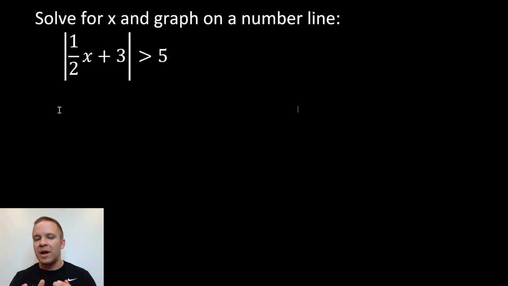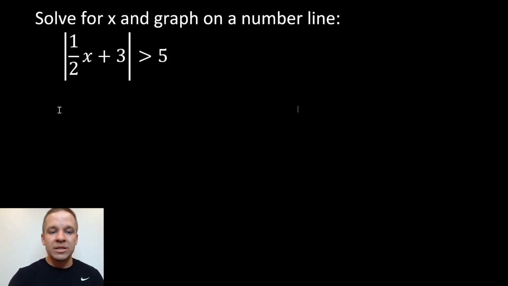So I have an absolute value and an inequality. Now, it's going to be solved just like an equation, except for one key difference. When I do my negative version, I'm going to have to flip my inequality, right? Just like if I divide by a negative or multiply by a negative, I flip the inequality. Same kind of concept applies here. We're just combining it all together.